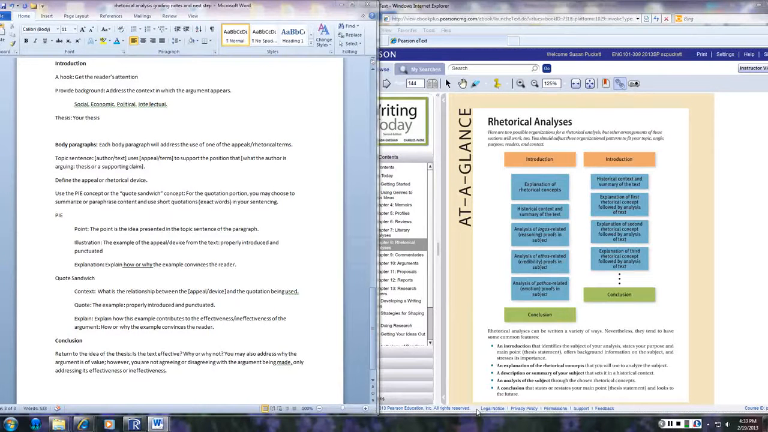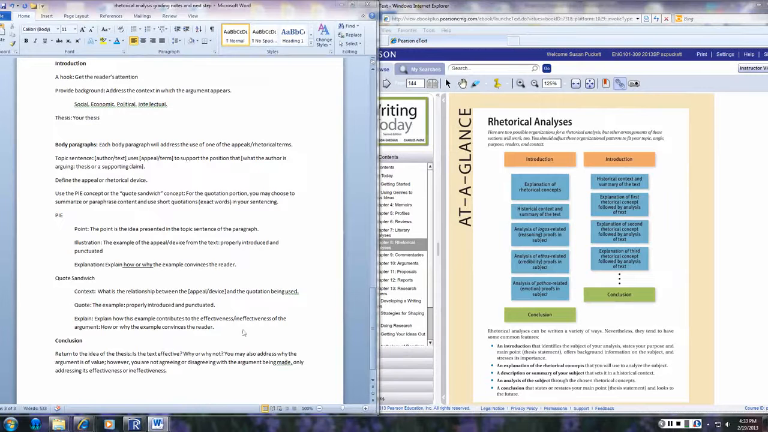In the quote sandwich, what is the relationship between the appeal and the quotation that's being used? This is effective, this is an example because. What is the example itself? And then explain how it contributes to the effectiveness or ineffectiveness of the argument. How or why does the example that you've provided help to convince or fail to convince the reader?